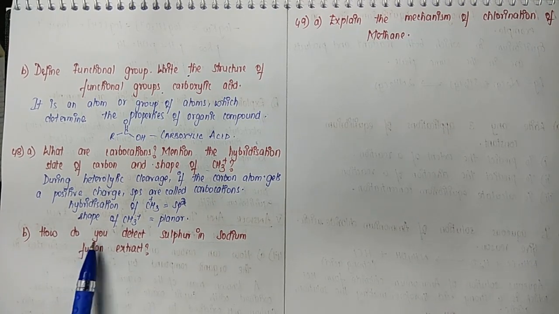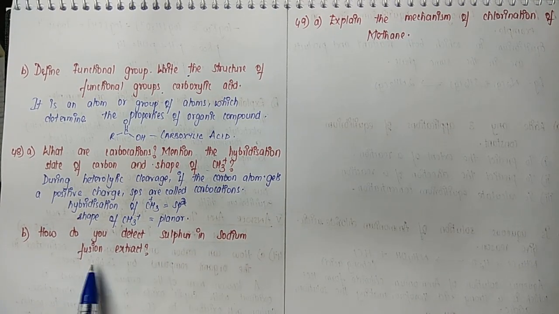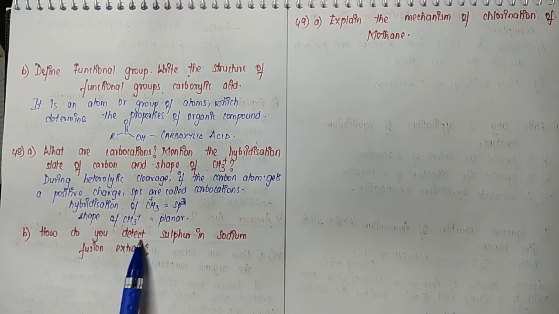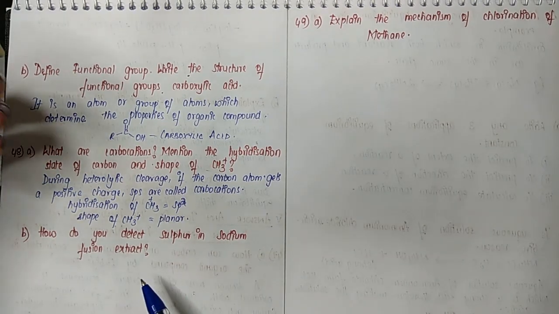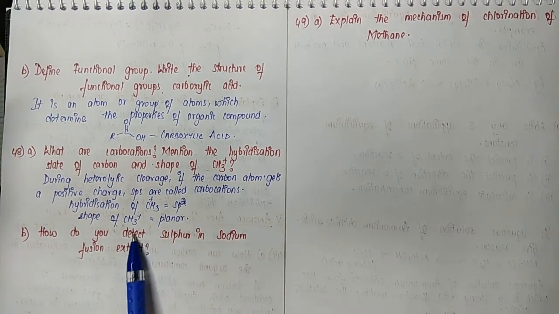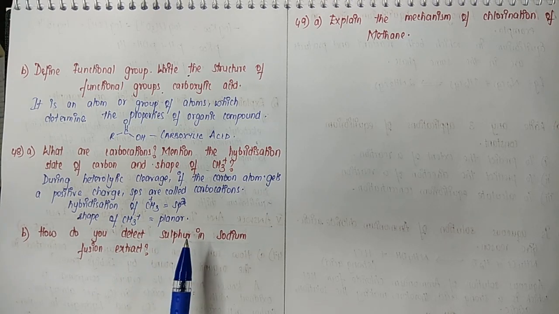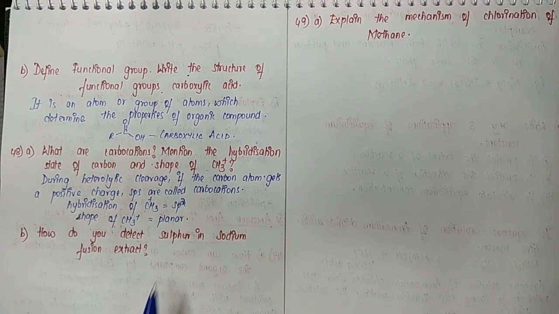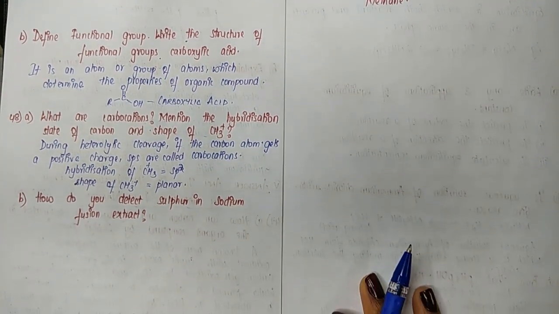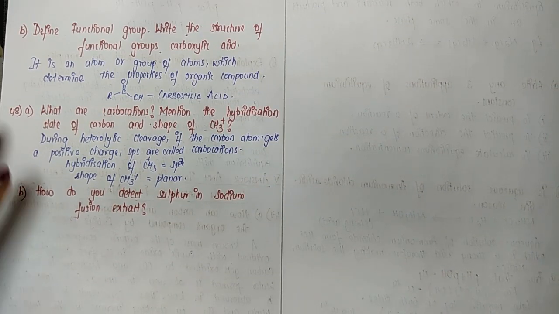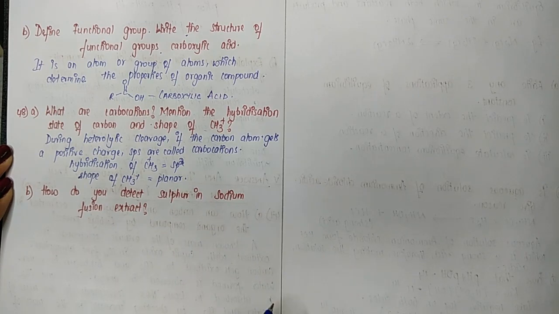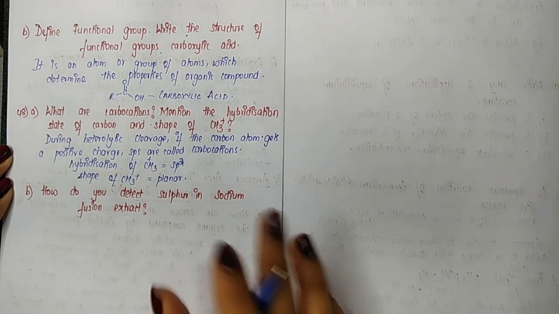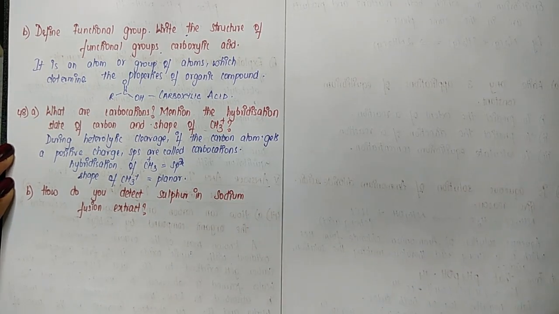Now the next one is, how do you detect sulfur in the sodium fusion extract? The minute you have the word detect, you're talking about qualitative analysis. You want to show the presence of a particular element in that compound. So here we're going to write a qualitative analysis for sulfur. In this we have 2 processes, and you can write any one. For sulfur we have 2 tests: one is lead acetate, the other one is sodium nitroprusside test. You can write any one of it.